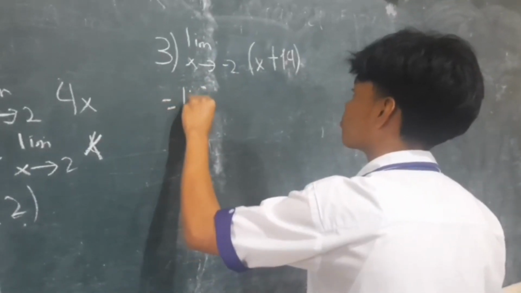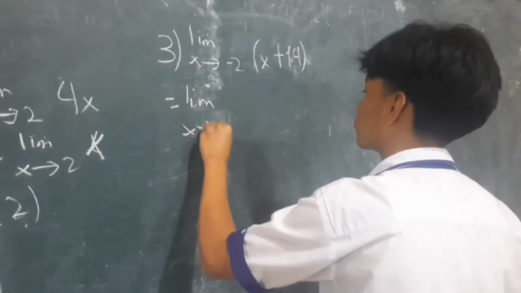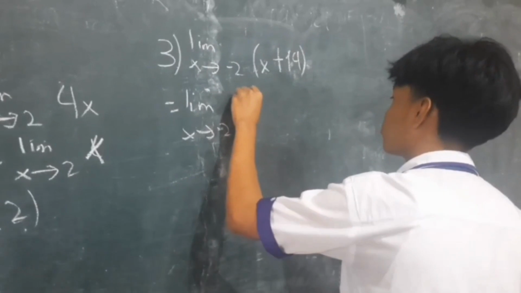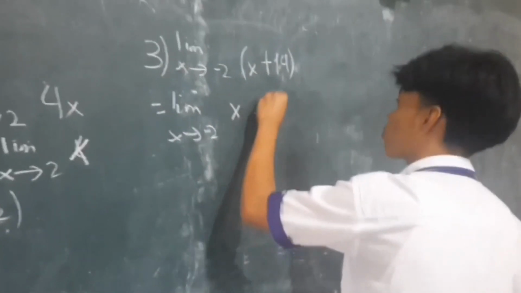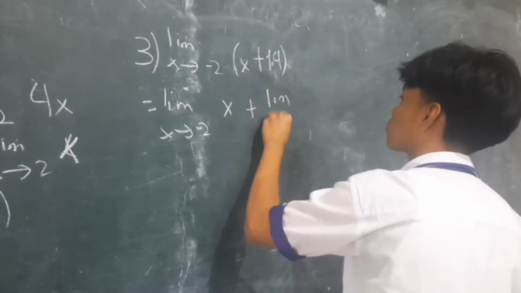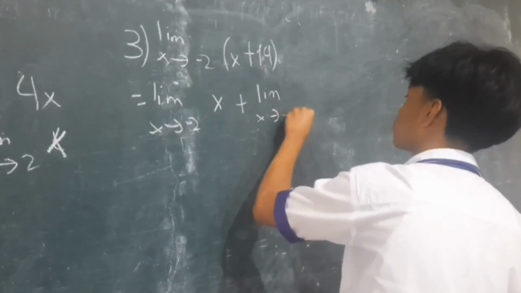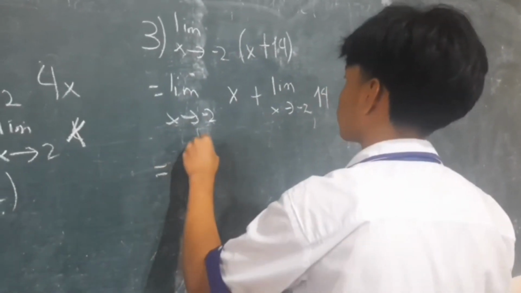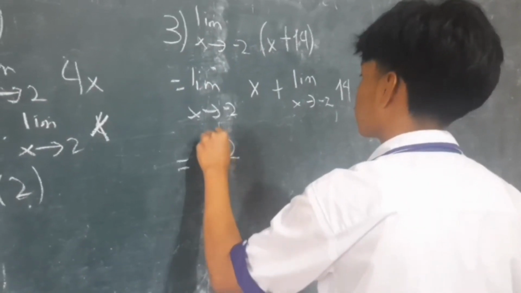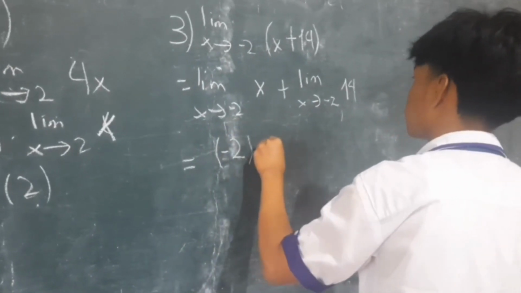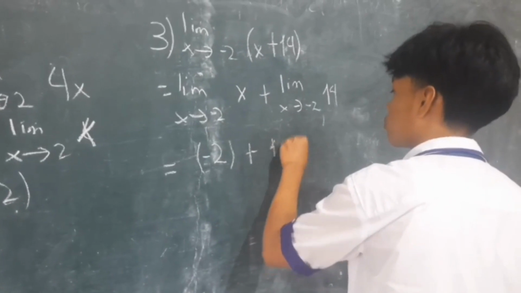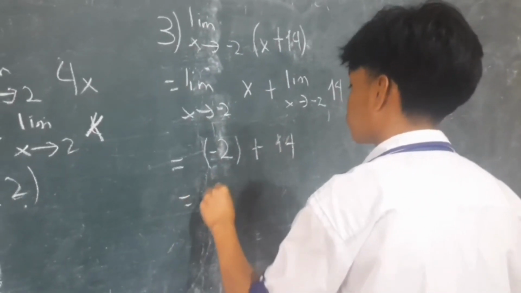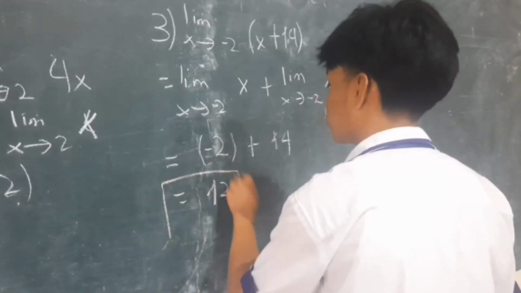For the last example, we're going to find the limit of x plus 14 as x approaches negative 2. By substituting the value of x, we come up with the equation negative 2 plus 14. Negative 2 plus 14 is equal to 12. Therefore, the limit of x plus 14 as x approaches negative 2 is 12.